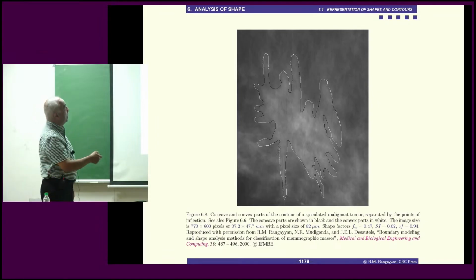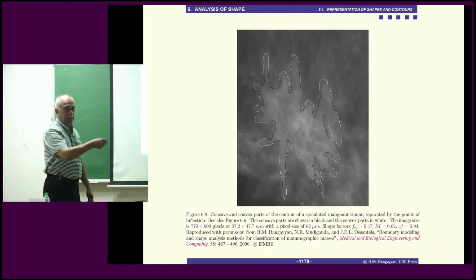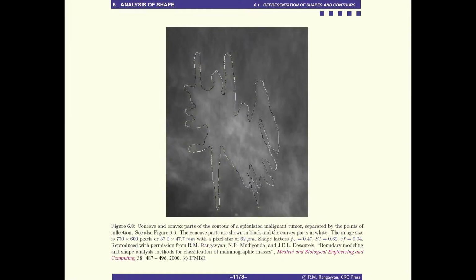So we said we will break the contour into these parts. The black parts are all done automatically. The black parts are concave. You measure the length of all the concave parts, you know the perimeter, add the rest, and get a measure of fractional concavity. How much of the contour is curving inward? And for this case, it is 0.47.